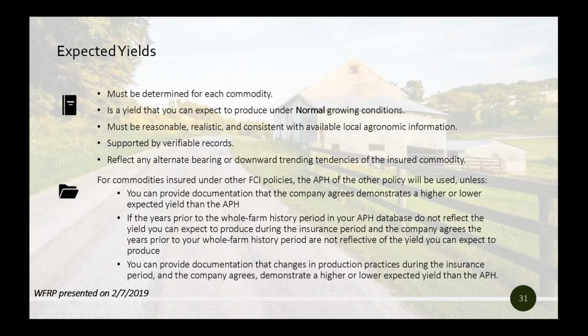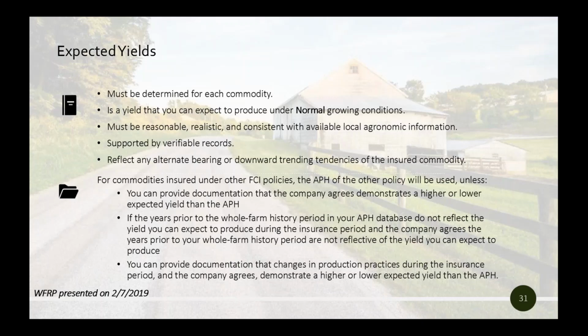So for example, if the years prior to the whole farm history period in your APH database, your actual production history database, and if you've got a 10-year APH database, the years prior to your whole farm history, if they do not reflect the yield that you can expect to produce during the insurance period, and the AIP agrees that the years prior to your whole farm history period are not reflective of the yield you can expect to produce, then they can make an adjustment.